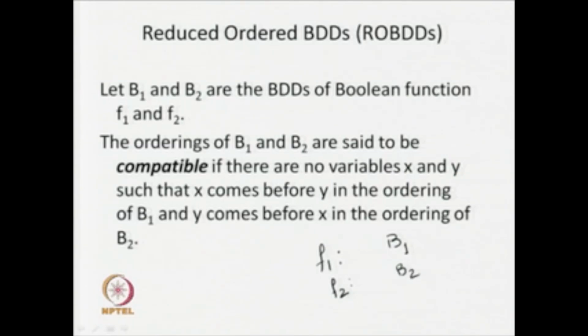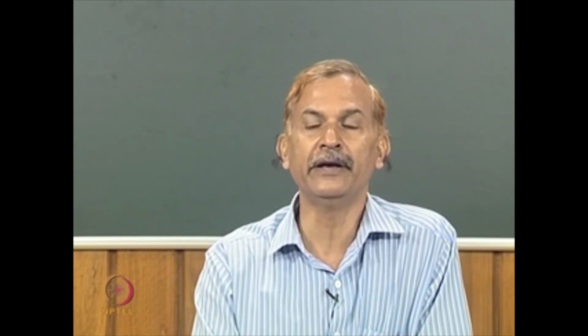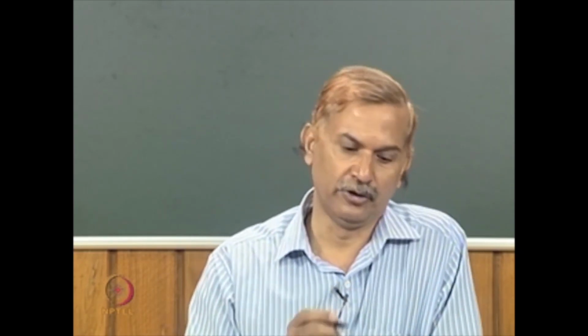The orderings of B1 and B2 are said to be compatible if there are no variables x and y such that x comes before y in the ordering of B1 and y comes before x in the ordering of B2. If we do not have such a scenario, then we can say that this is a compatible variable ordering. That means, in B1, if x is coming before y, then in B2 also x must come before y. So, if y comes before x in B2, then we are not going to say that these two have a compatible variable ordering. We can look for any variable ordering and any two BDDs, and we will say that these two BDDs have compatible variable ordering if they have the same variable ordering.